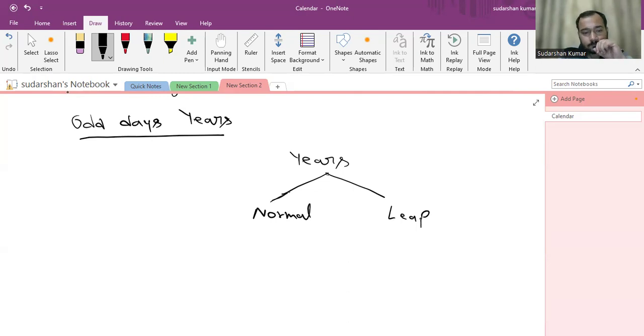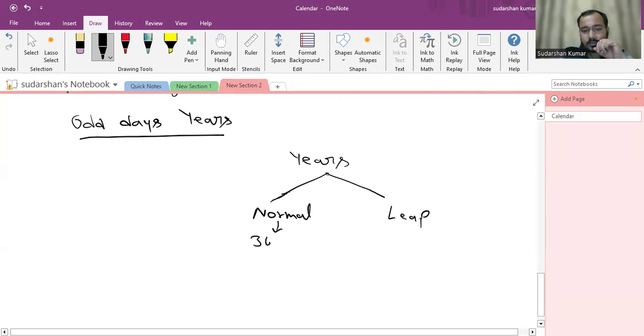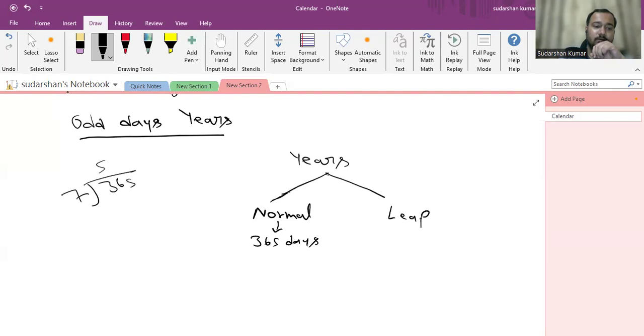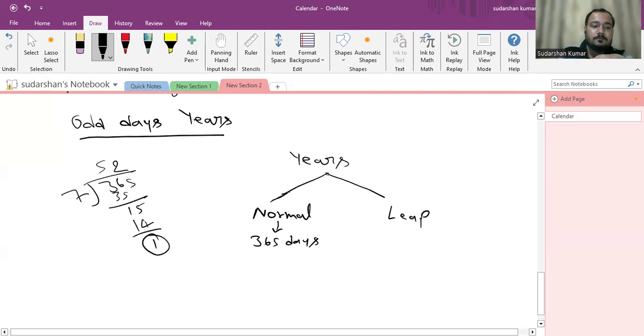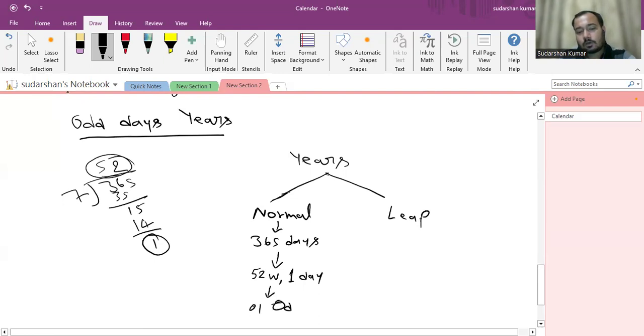In a normal year, there are 365 days. If we divide 365 days by 7, we find that there is only one odd day and 52 weeks have been completed. So in a normal year, 52 weeks and 1 day. This 1 day is the odd day. 1 odd day in any normal year.